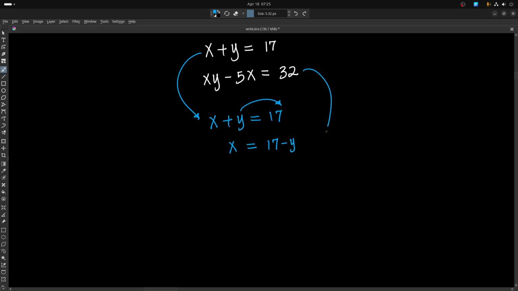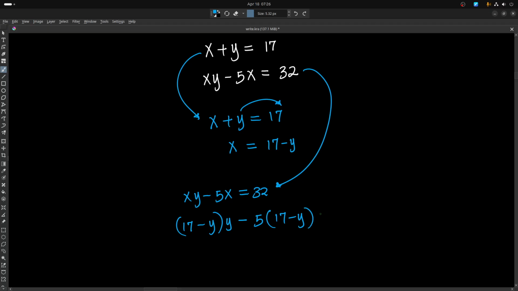Then we are going to take this second expression and plug in the expression for x in terms of y. So okay, let's just write it. That is xy minus 5x is equal to 32. x is 17 minus y. So this is the same as 17 minus y, then times y minus 5, but x is 17 minus y, and this is equal to 32.